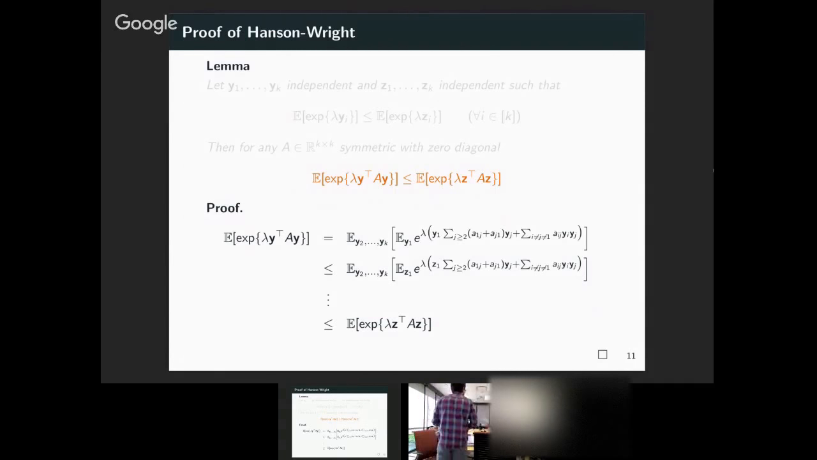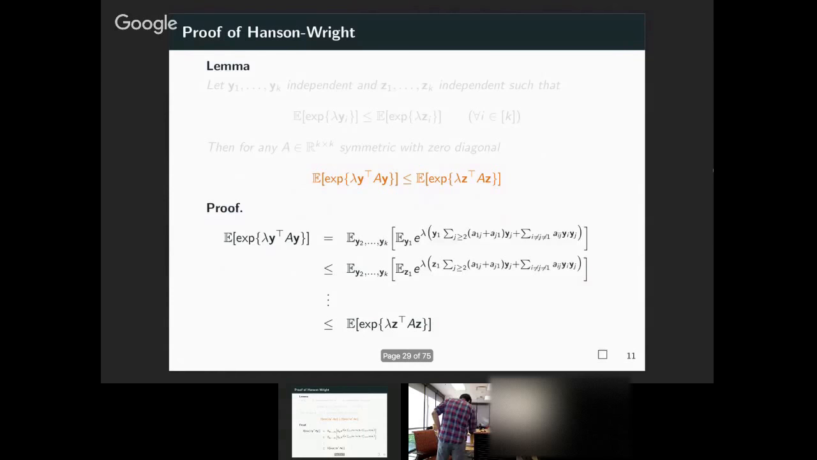Are you really using symmetry of A? No, I don't think I need that. It's just a zero diagonal. It doesn't even matter what these signs are, right? Because you know that you have it for every lambda. So we just need to make the quadratic term vanish. That's the only thing. Exactly. Yeah. That's all.